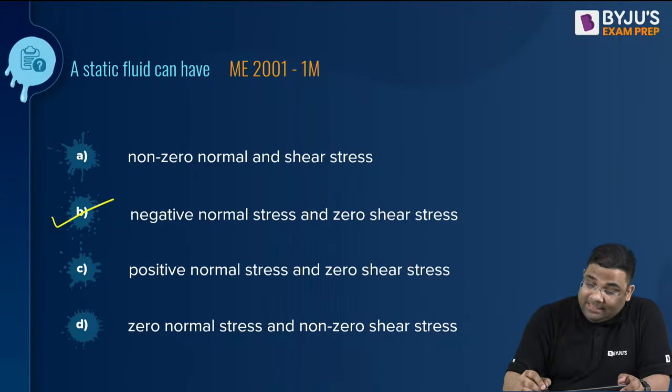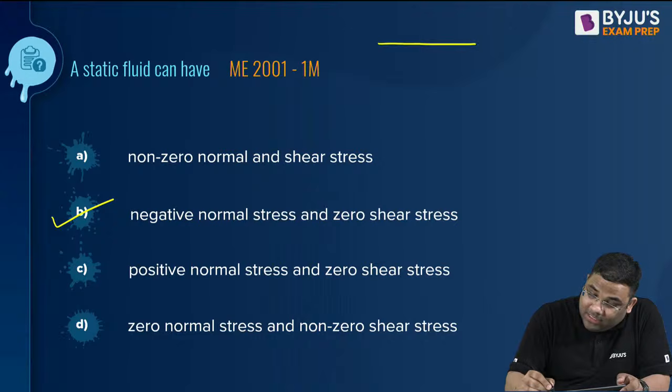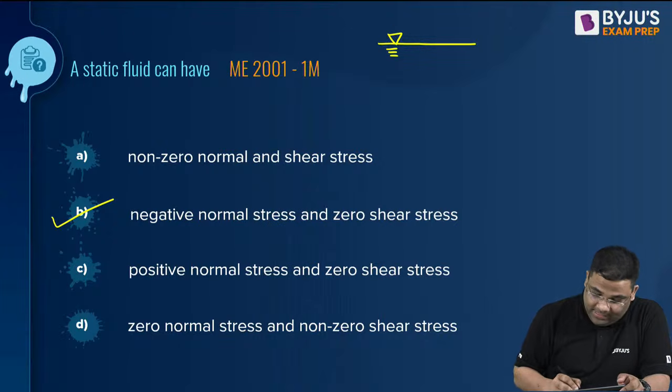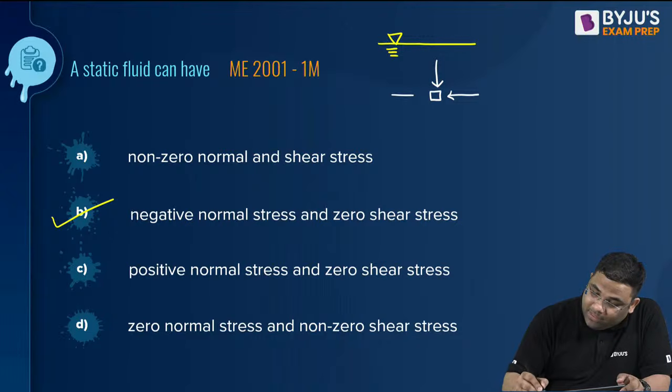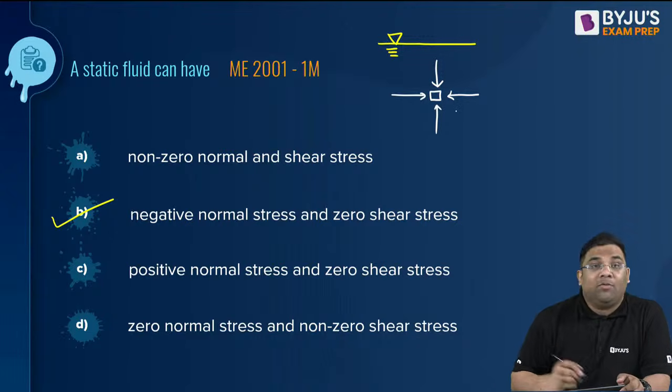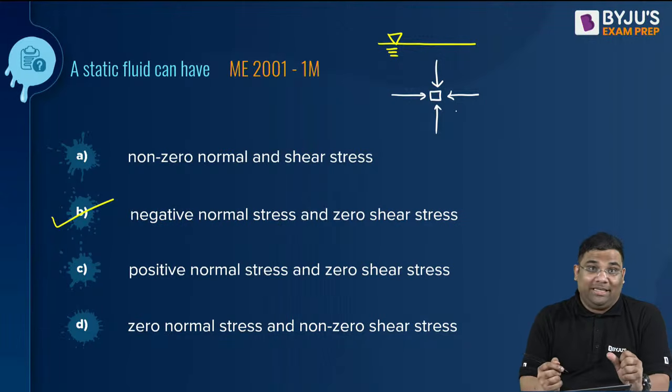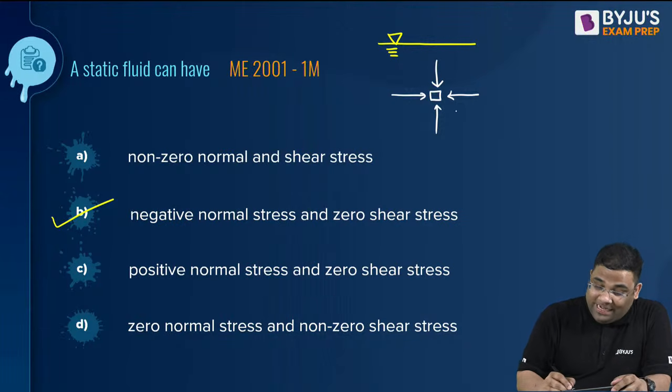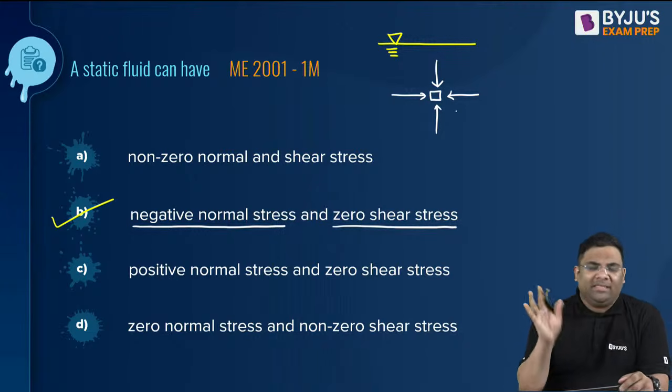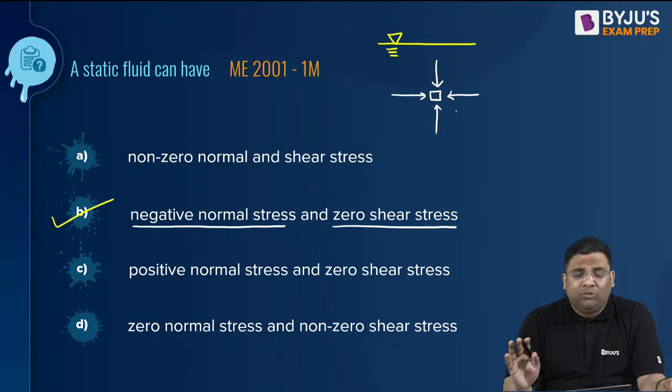Yes. If you consider, suppose this is the top surface, and we have a fluid particle like this. Then what happens, you see? Then there is equal pressure from all sides. This is compressive, or you can say negative normal stress, and then zero shear stress. A very basic question I discussed. It was asked in 2001.